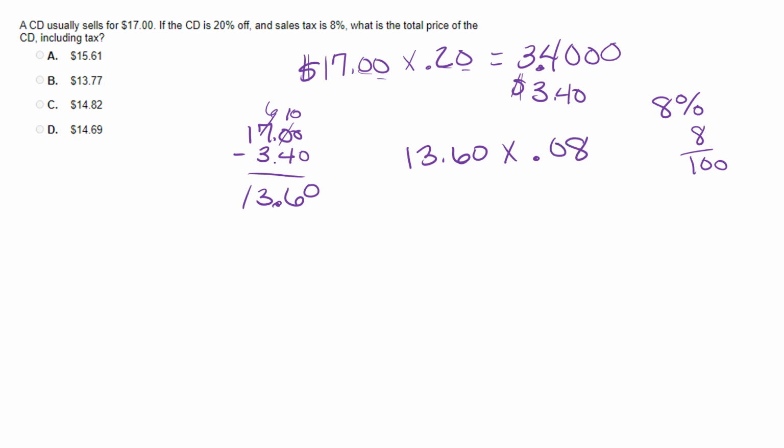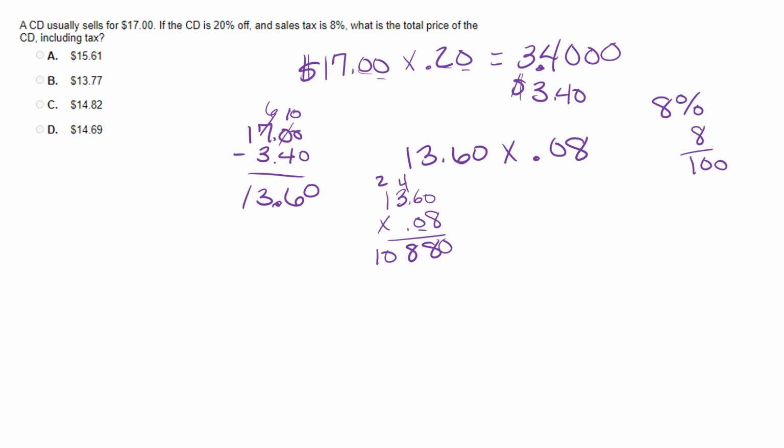Okay, so I am going to do 1360 times 0.08. Okay, 8 times 0 is 0. 8 times 6 is 48. So I carry a 4. 8 times 3 is 24, plus 4 is 28. 8 times 1 is 8, plus 2 is 10. Okay, if I multiply the 0 times everything, it's still going to be 0.